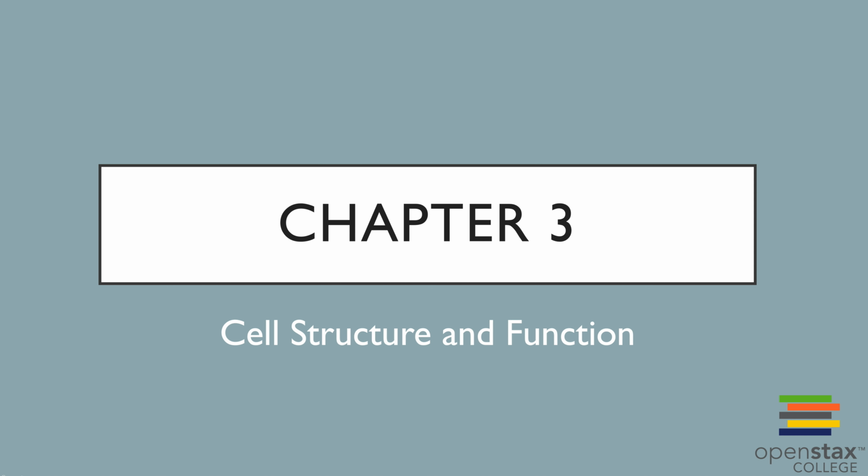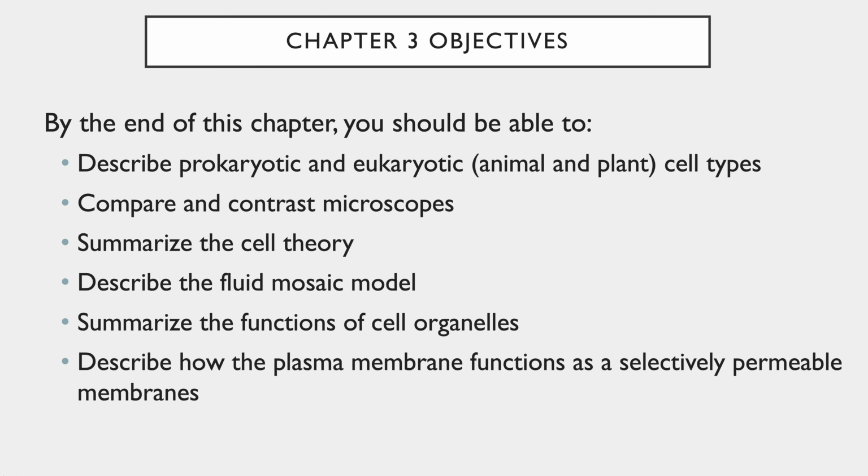Welcome to Biology 1408, Chapter 3, Cell Structure and Function from the Concepts and Connections textbook by OpenStax. This chapter will cover topics about various types of cells and the functions of components within the cells. By the end of this chapter, you will be able to describe the differences between various types of cells, functions of components within these cells, and how substances move in and out of the cell.